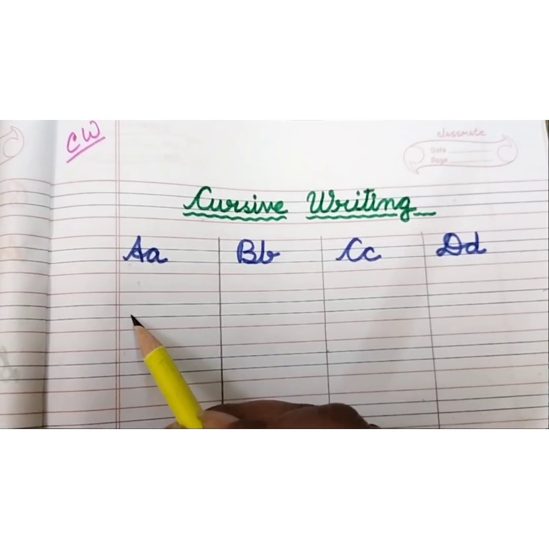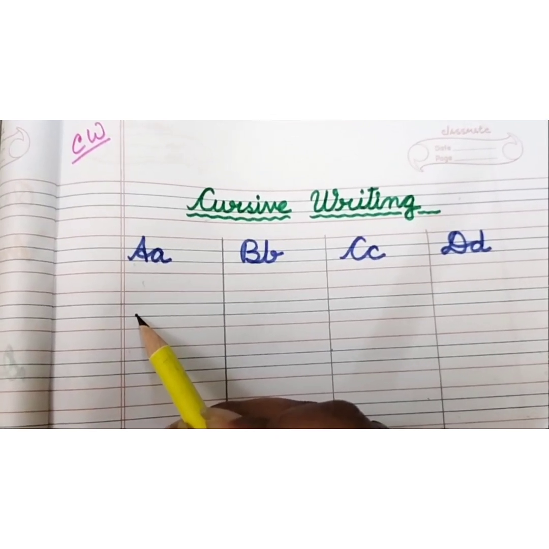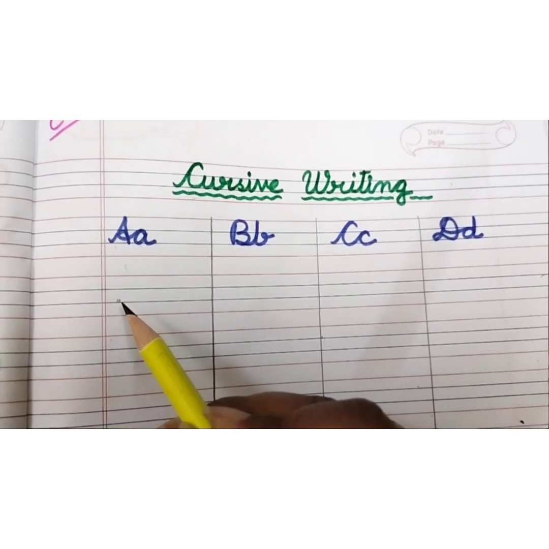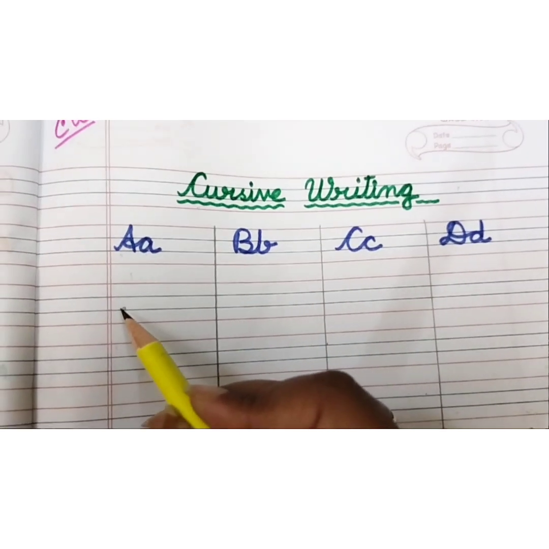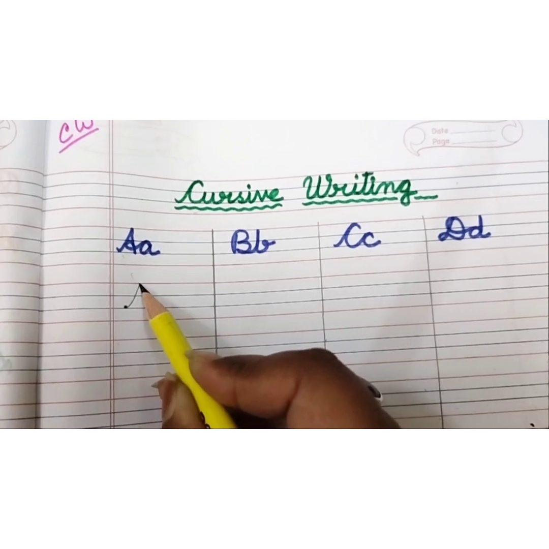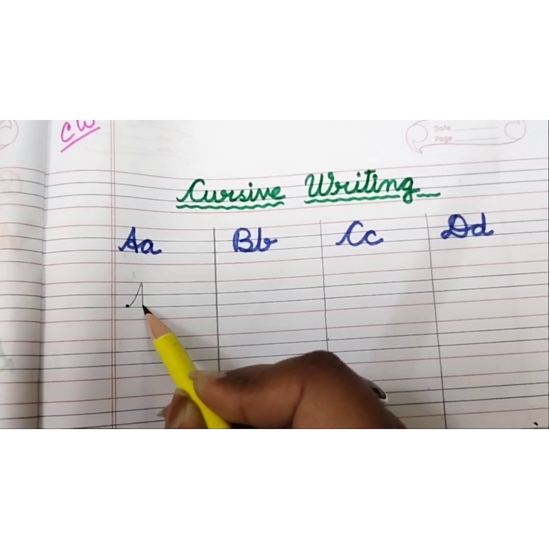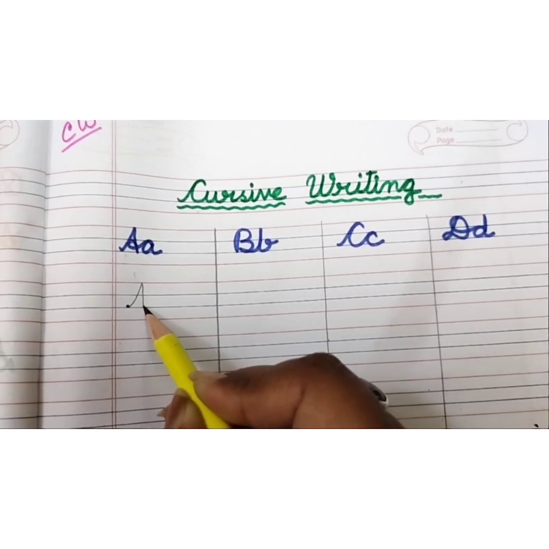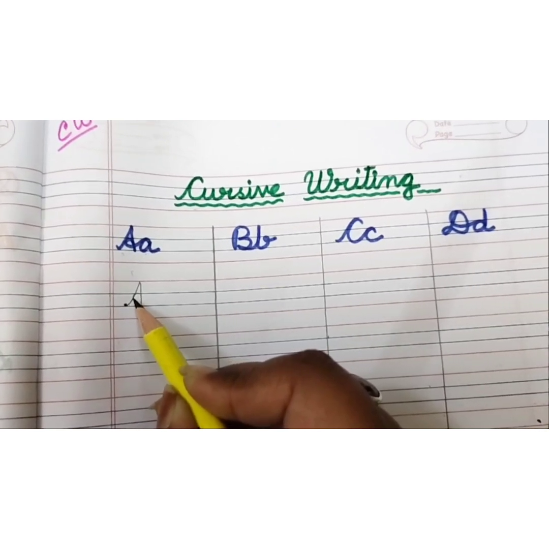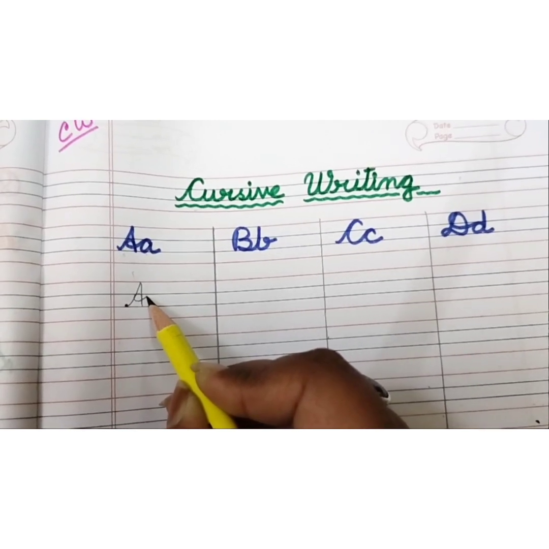We will start writing A from this line, from the third line. So this one is our starting point. From here we will start writing A. From this third line, we will go up to the red line. Then we will touch the red line. Again we will come down to the third line. From here we will go up to the second line and then we will make a circle. Now I have completed writing capital A.